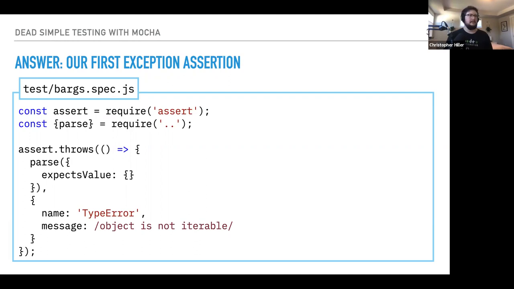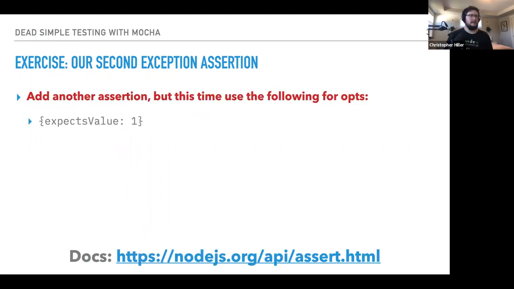We want to add another assertion now. And so I think what you probably do is, assuming your bargs.spec.js looks like this, copy the assertion and paste it again, and then change the value to one instead of an empty object. And we're going to write just another assertion to do this. And when you run it, it should fail, and I'm going to need you to go in and change the options to assert.throws so that the test passes. So I'm going to wait just a minute.